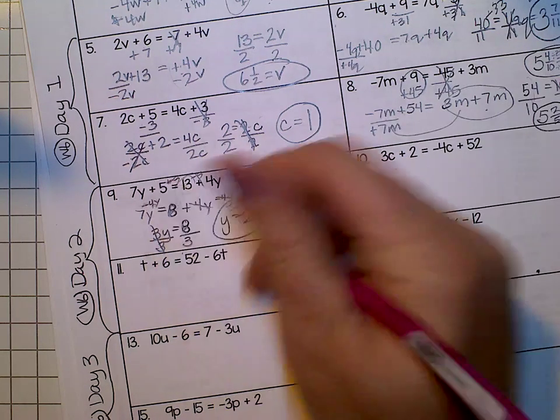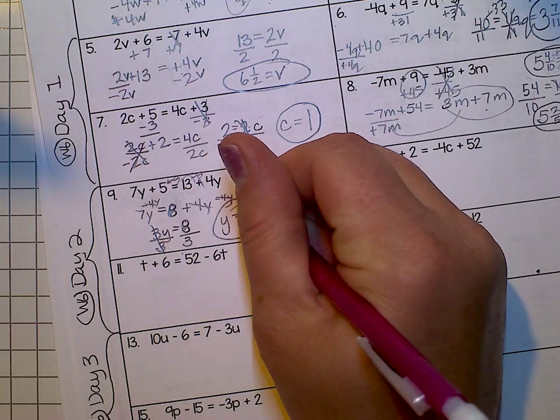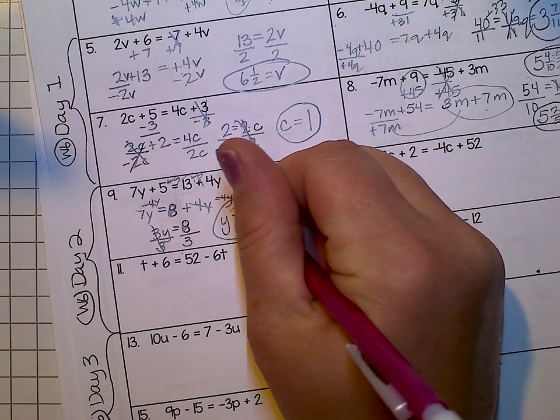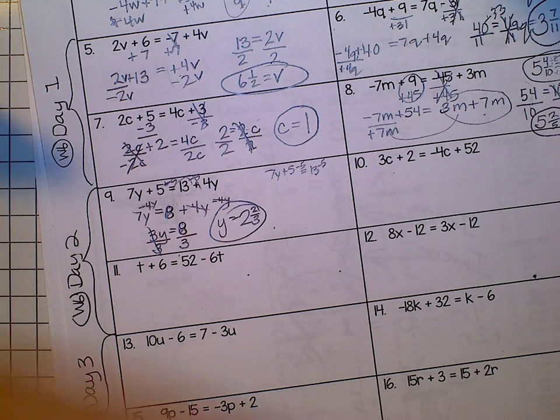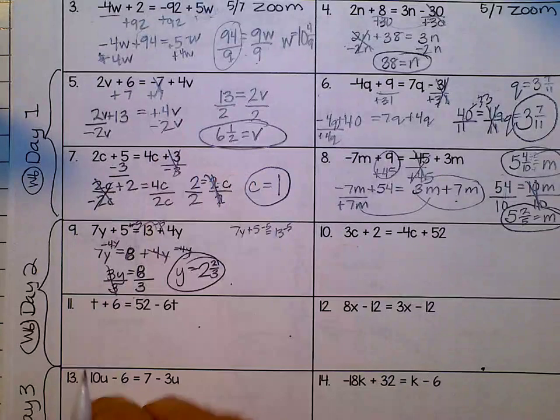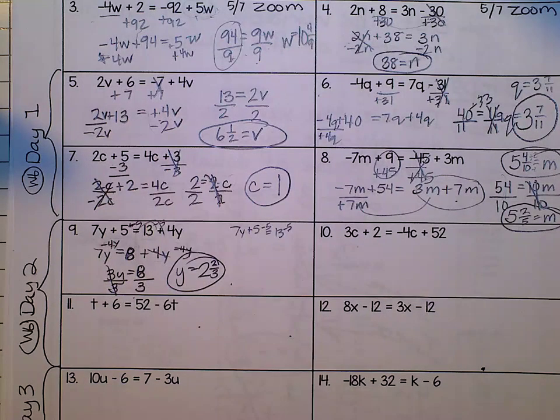So 3 goes into 8 2 times with 2/3 left. There you go. I'm going to hit pause so it doesn't go over, and then I'll finish recording the next section.